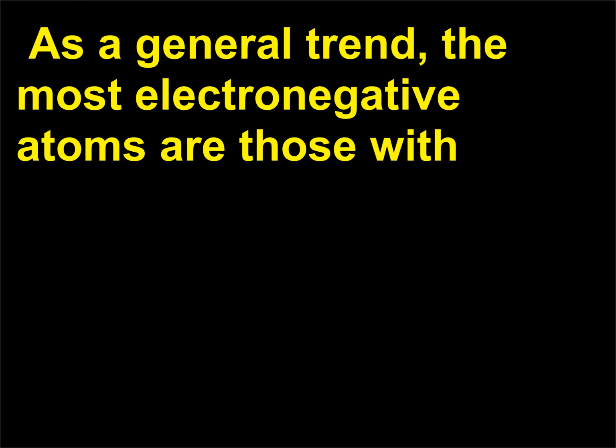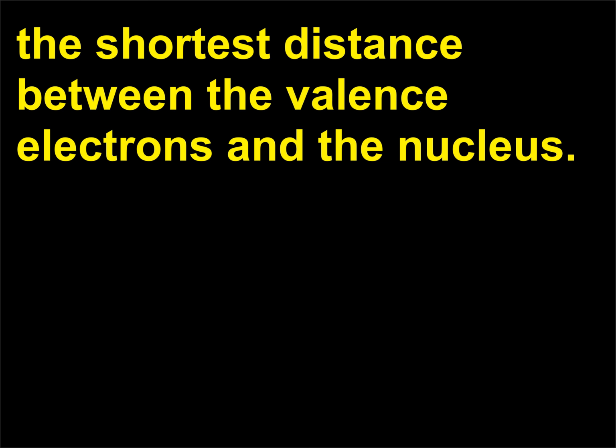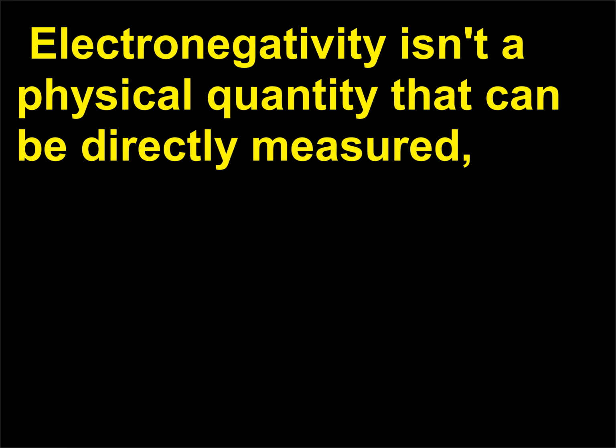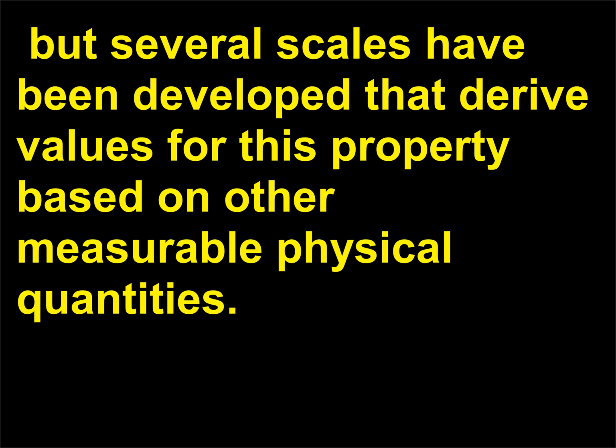As a general trend, the most electronegative atoms are those with the shortest distance between the valence electrons and the nucleus. Electronegativity isn't a physical quantity that can be directly measured, but several scales have been developed that derive values for this property based on other measurable physical quantities.